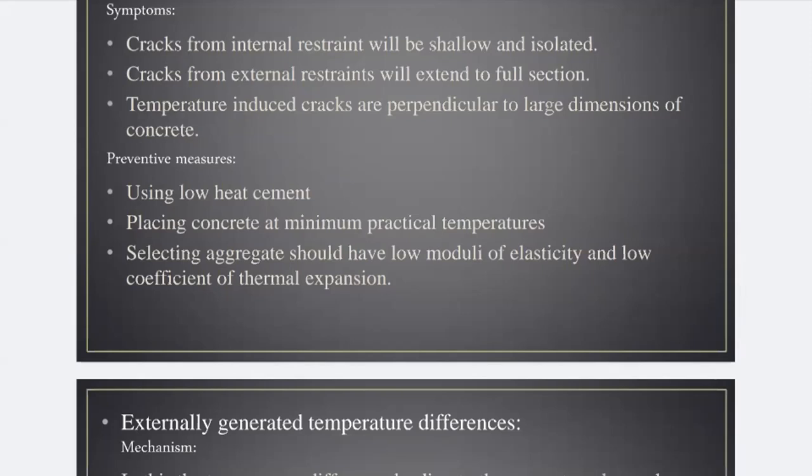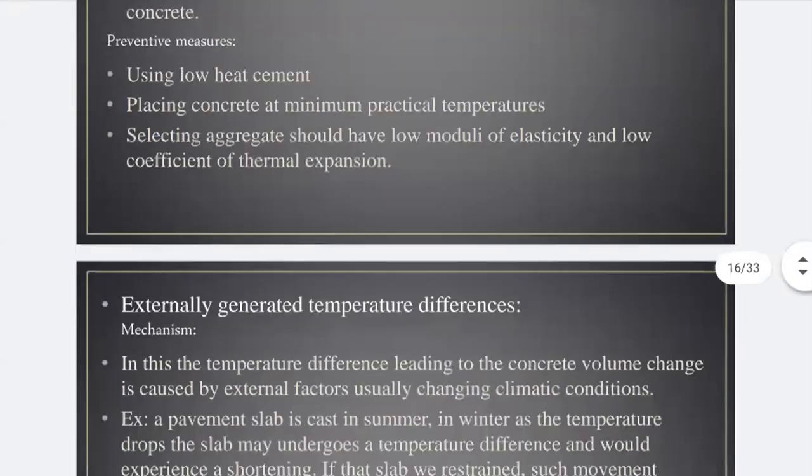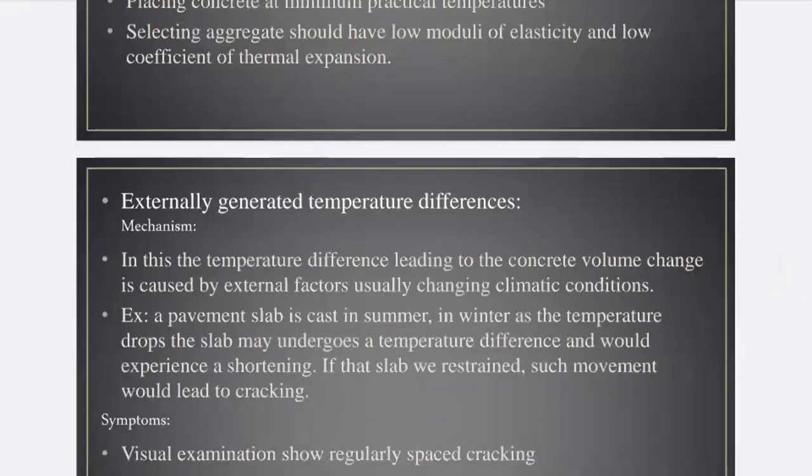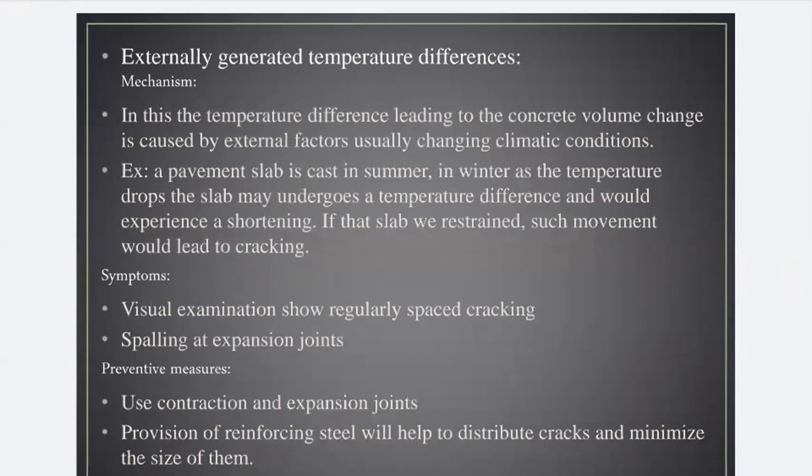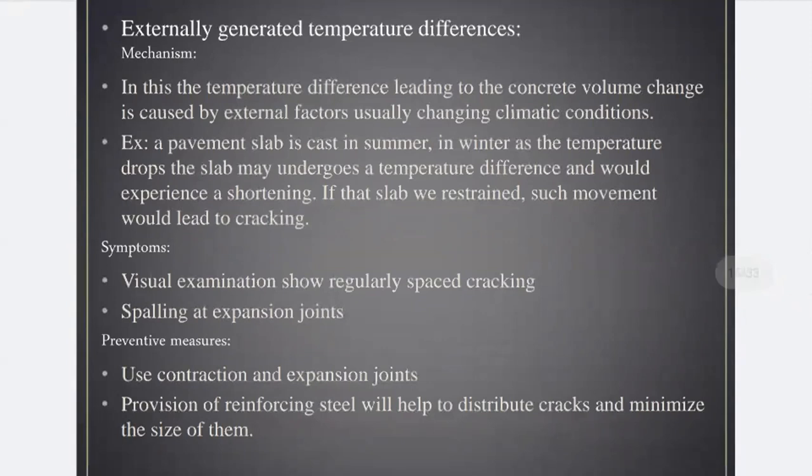Okay, so select the aggregate that has a high modulus of elasticity and a low coefficient of thermal expansion, because we know that thermal expansion will lead to direct cracks in your concrete. So it is better to use the aggregate having low coefficient of thermal expansion. Now, what are the preventive measures to be taken and what are the symptoms in case of externally generated temperature?